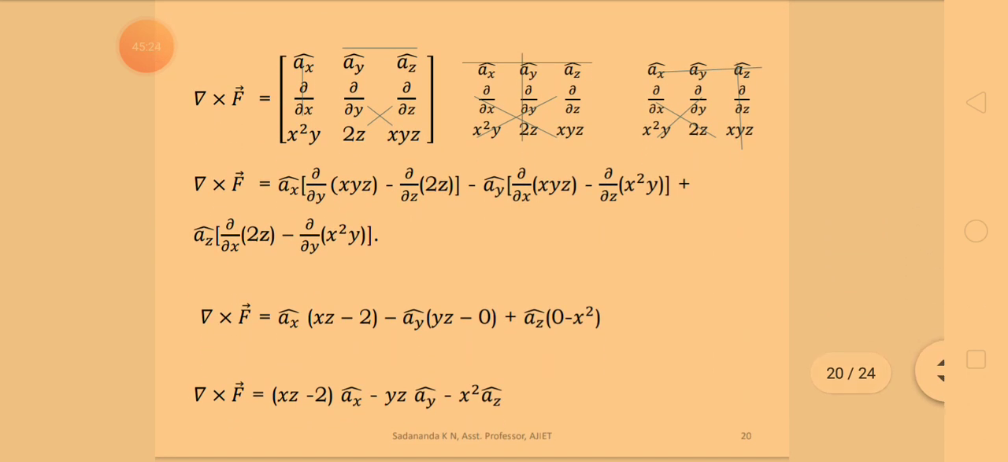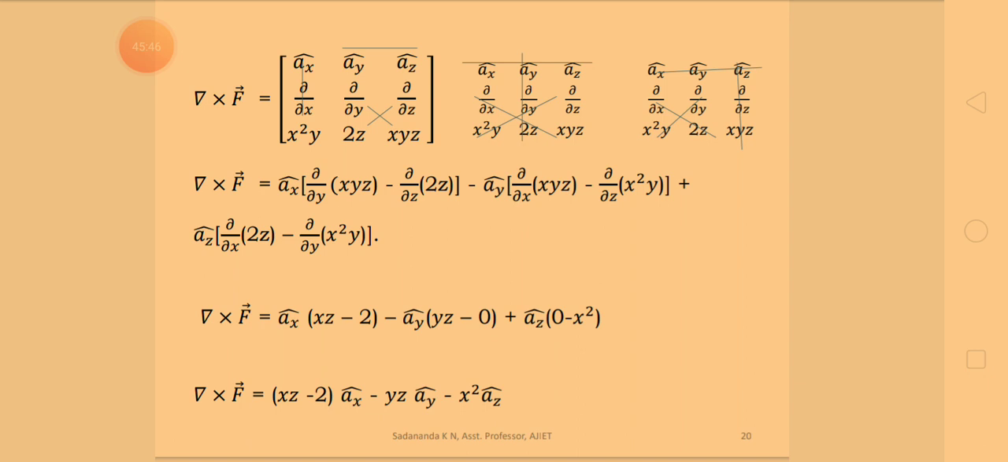Curl of f is equal to the determinant with ax, ay, az in the first row, then ∂/∂x, ∂/∂y, ∂/∂z, as it is in the expression. In the last row we have substituted the components, that's fx, fy, fz. Now you have to solve this expression.